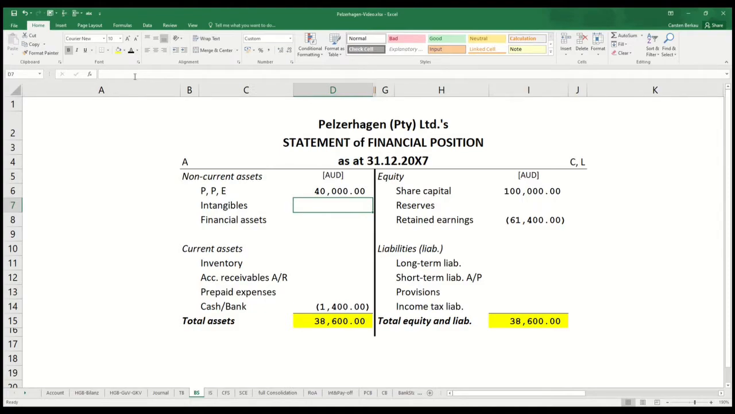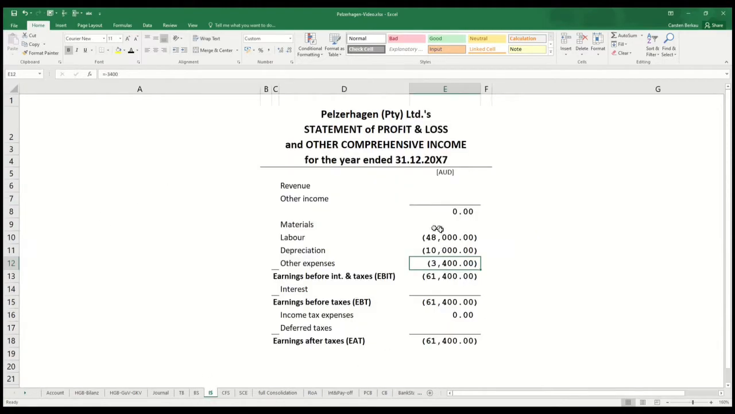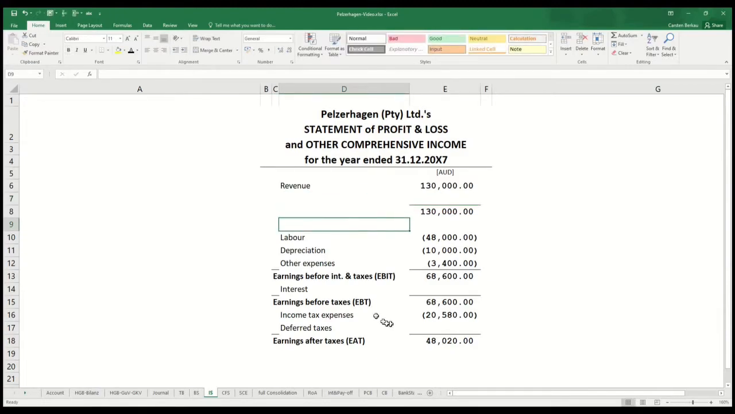Now the last item is that the company receives revenue, and revenue recognition is recorded as cash received. Here the amount is 130,000 and is to be recorded on the income statement as well. So the revenue recognition gives us a positive amount in revenues, so it is 130,000. Now we don't have materials in this case study, we don't have other income, and we don't have interest and deferred taxes either. But what we have to consider here is income tax expenses.